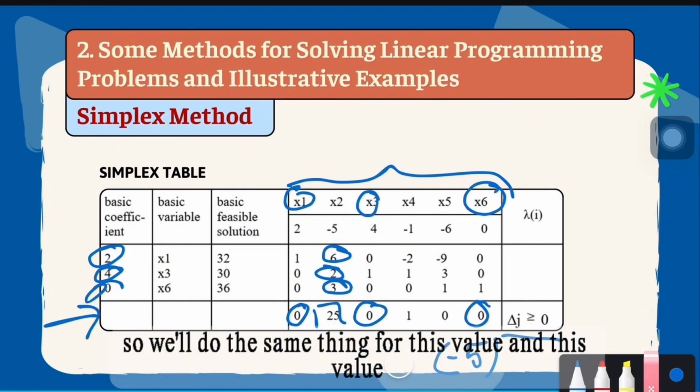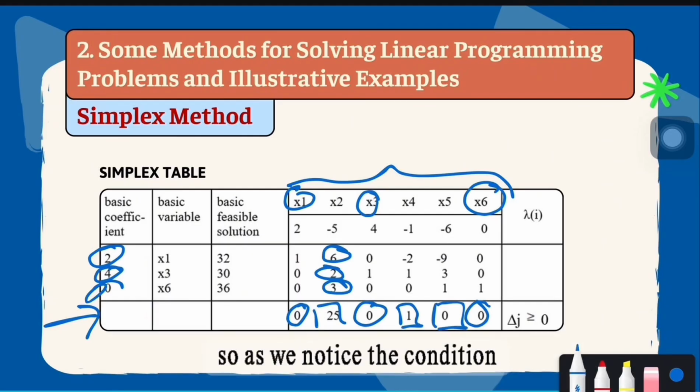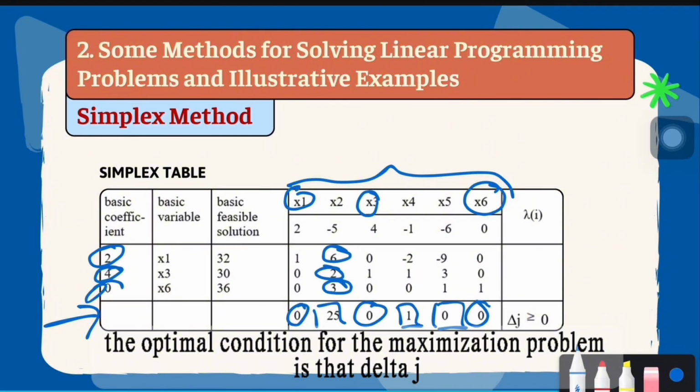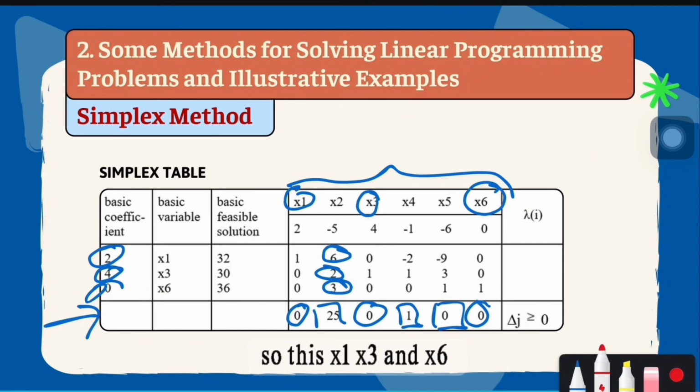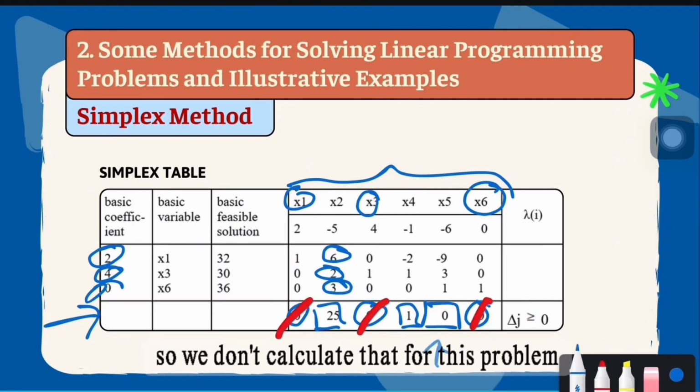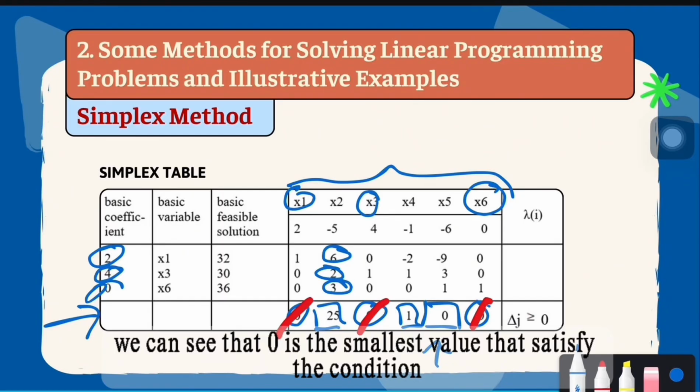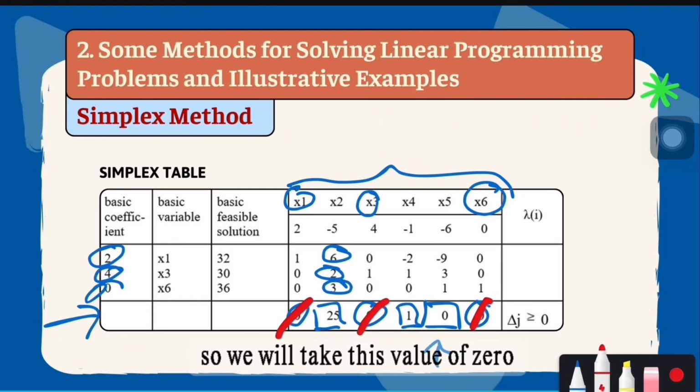Yeah, so we'll do the same thing for this value and this value. As we notice, the optimal condition for the maximization problem is that delta J is larger than or equal to 0. So x1, x3, and x6 are basic variables, so their delta J must be 0, so we don't calculate that. For this problem, we can see that 0 is the smallest value that satisfies the condition, so we will take this value of 0.